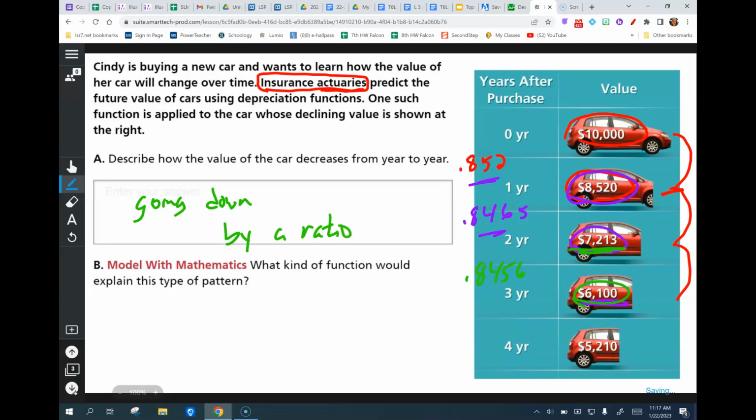Then what kind of function would explain this type? This would probably be an exponential function. It's not exact, so we might have to have a little more information. It's probably an exponential though. Okay, I know it's an exponential.